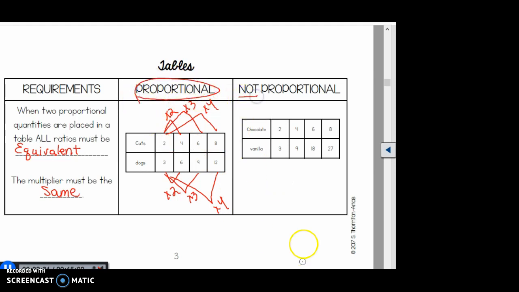This is not proportional. I multiplied this by 2, multiplied this by 3, multiplied this by 6, multiplied this by 3. Those are not the same. This is not proportional. So far, pretty easy, right?